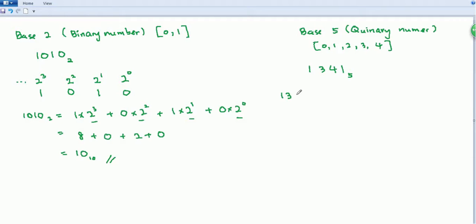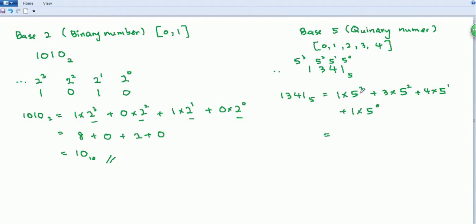The place values for base 5 will be 5 to the power of 0, 5 to the power of 1, 5 to the power of 2, 5 to the power of 3, and so on. So 1 multiplied by 5 to the power of 3 plus 3 multiplied by 5 to the power of 2 plus 4 multiplied by 5 to the power of 1, and the last one, I write here, 1 multiplied by 5 to the power of 0.